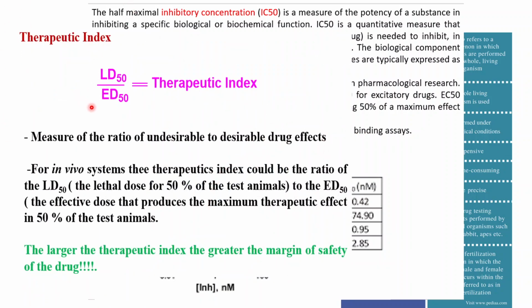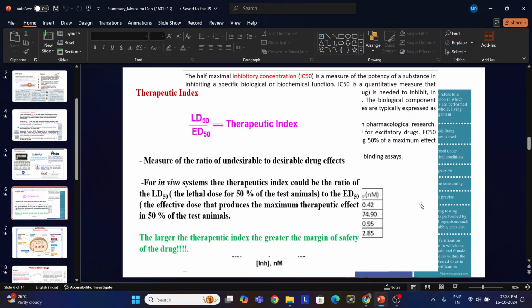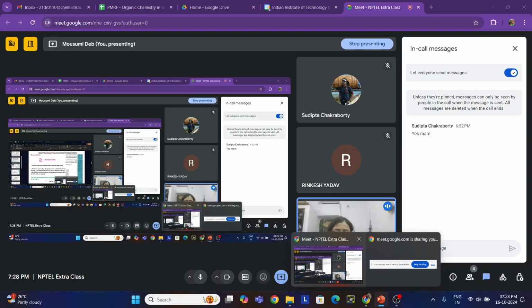Then we have the therapeutic index, the LD50 by ED50. This is a measure of the ratio of undesirable and desirable effects of the drug. For in vivo systems, the therapeutic index could be a ratio of LD50, which is the lethal dose in 50% of test animals, to the ED50, meaning the effective dose in 50% of test animals. The larger the therapeutic index, the greater is the margin of safety of the drug. So these were the topics about drug discovery.